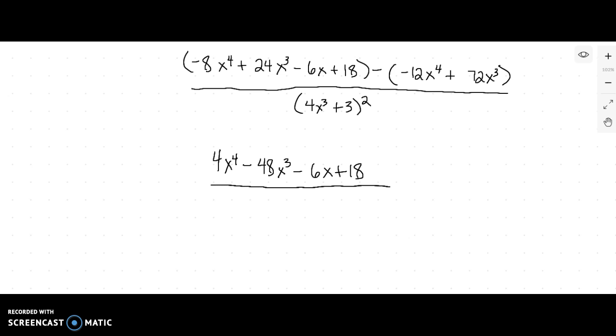over 4x cubed plus 3 squared. Well, at this point we don't have anything left to simplify, so this will be our answer. Our original function was k, so this is the derivative of k of x.